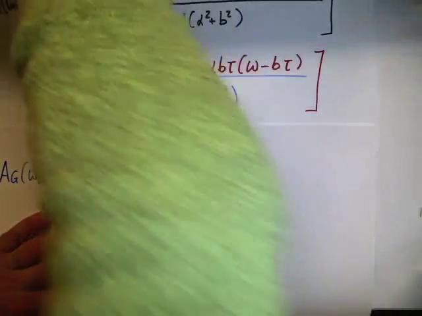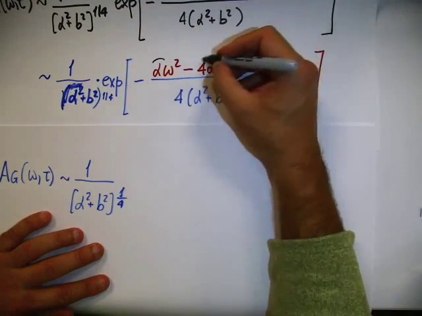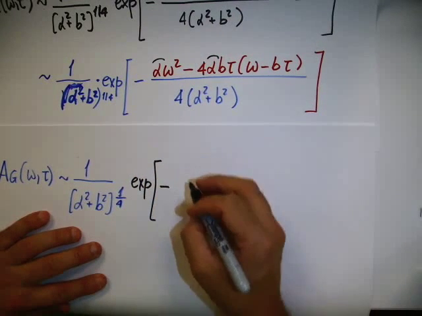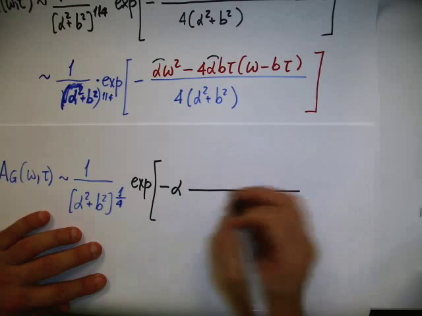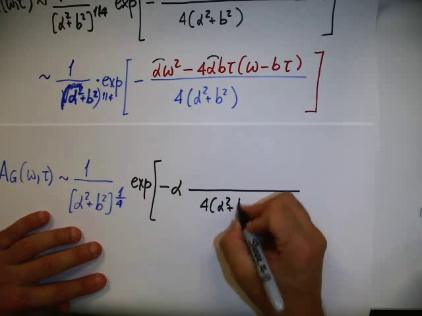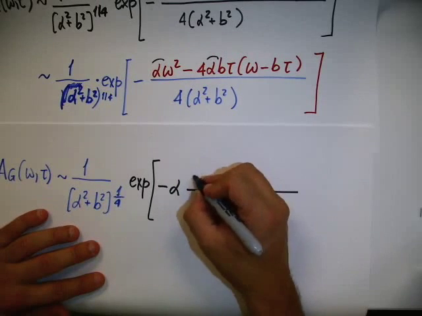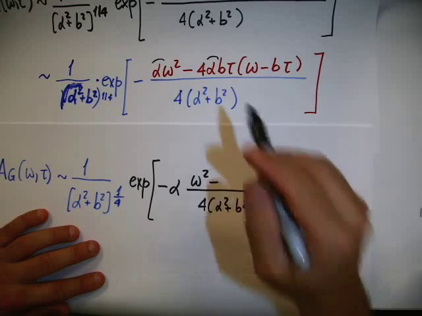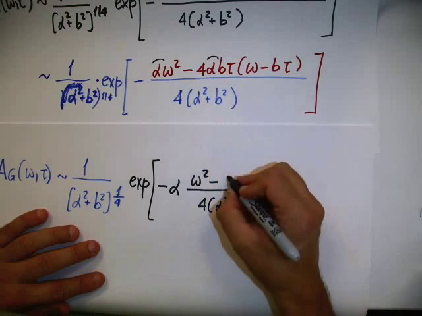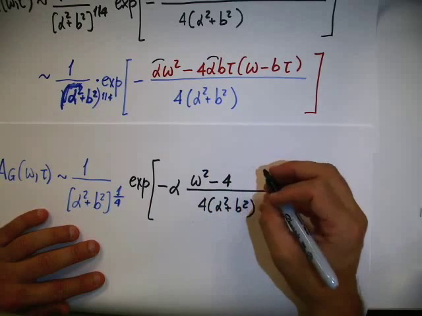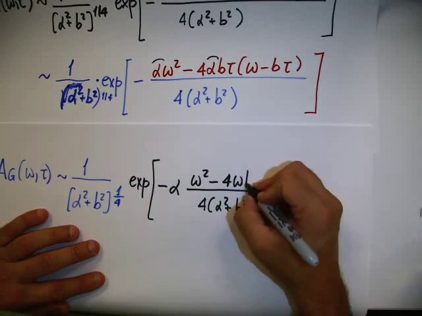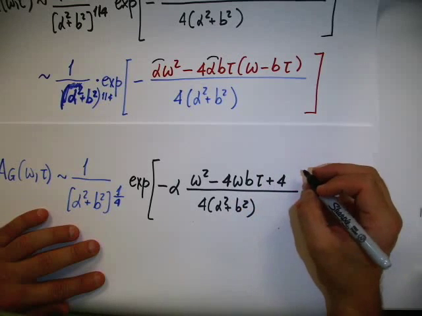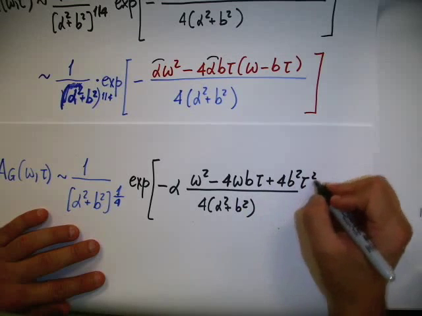So I can bring this alpha in common. So we have the exponential of minus alpha over 4 times alpha square plus beta square. And then in the numerator I'm left with omega square minus 4 omega beta tau plus 4 beta square tau square.